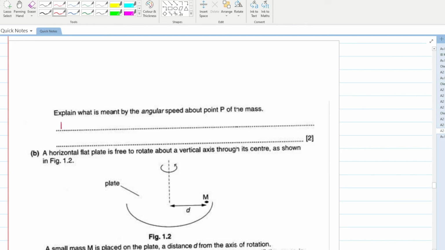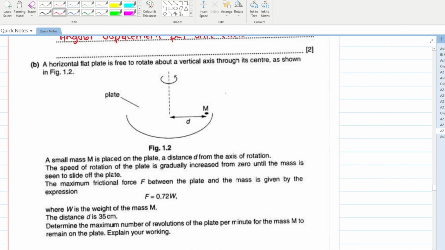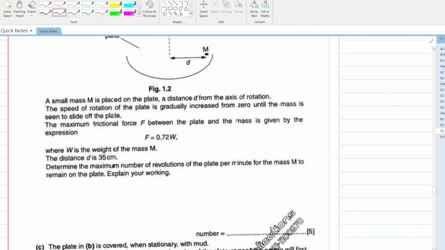Angular speed basically means angular displacement per unit time. Simple as that. A horizontal flat plate is free to rotate about a vertical axis. A plate is free to rotate about its vertical axis through its center as shown in figure 1.2. A small mass m is placed on the plate a distance d from its axis of rotation.